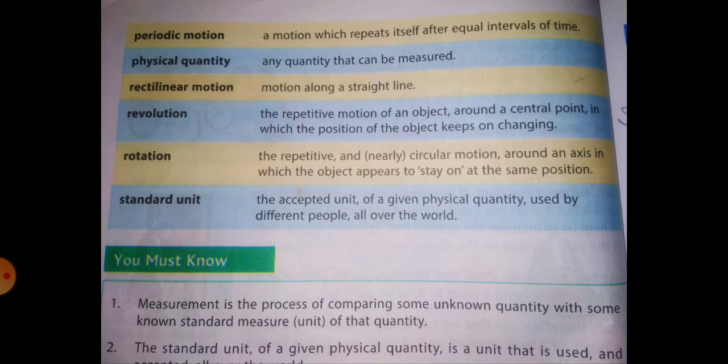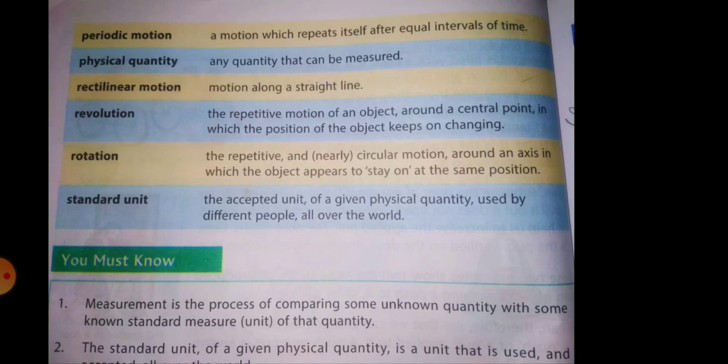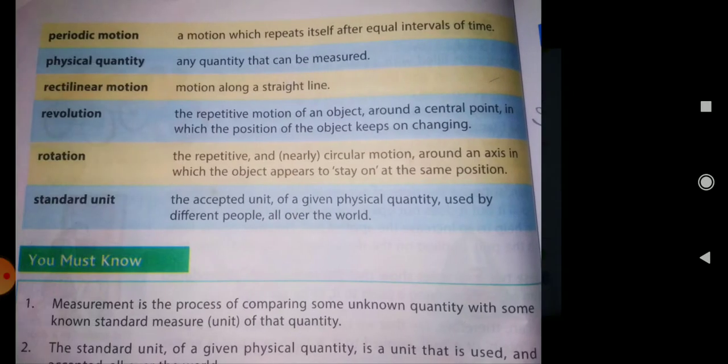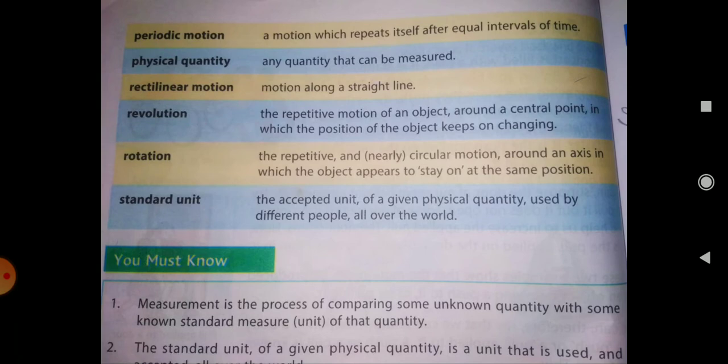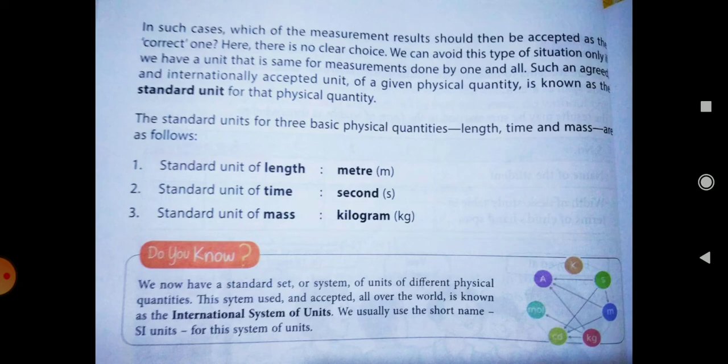Now we will discuss the you must know part. You must know that there are the periodic motion, physical quantity. I hope that you all have written the keywords and studied the you must know. And if the standard units of physical quantities are asked, we will write for length that will be meter, for time that will be second, and for mass that will be kilogram.